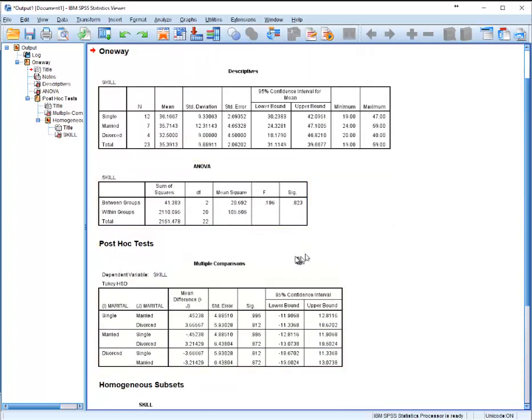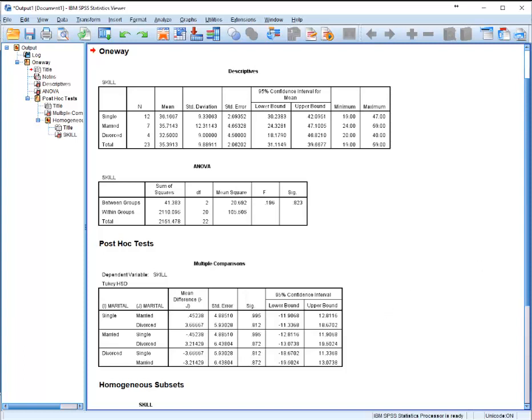Now, in this particular case, our overall F of 0.196 had a significance level well above 0.05, so this is not a significant difference. In other words, all of the groups are not significantly different from each other. So in this case, we don't need to look at the Tukey tests because Tukey tells us what differences are there if there is an overall difference.